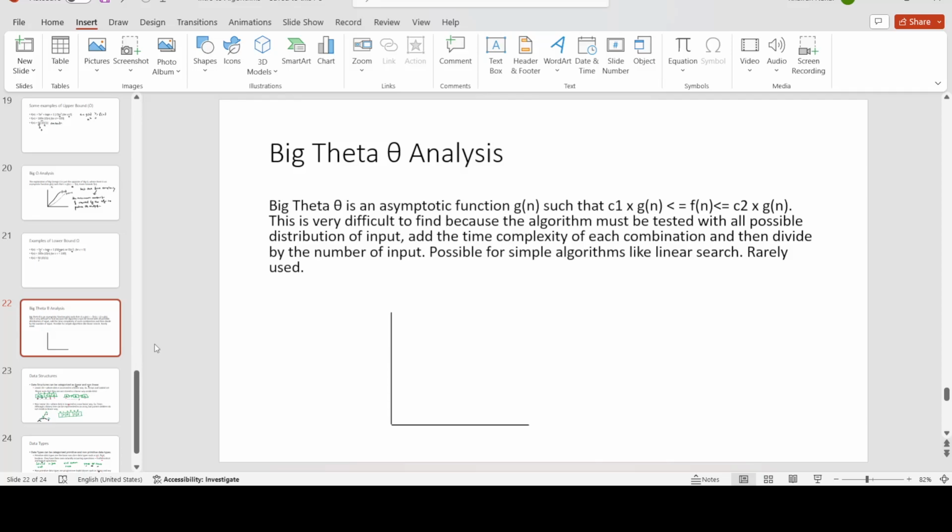Now big theta analysis হচ্ছে big theta is an asymptotic function gn such that some constant c1 times gn is smaller than or equals fn, and if I multiply some other constant c2 with the same asymptotic function gn, it's greater than fn, which means if this is fn, gn is such a curve that when you multiply gn with c1, it lower bounds fn, and when you multiply another constant c2 with the same equation gn, it will upper bound fn.